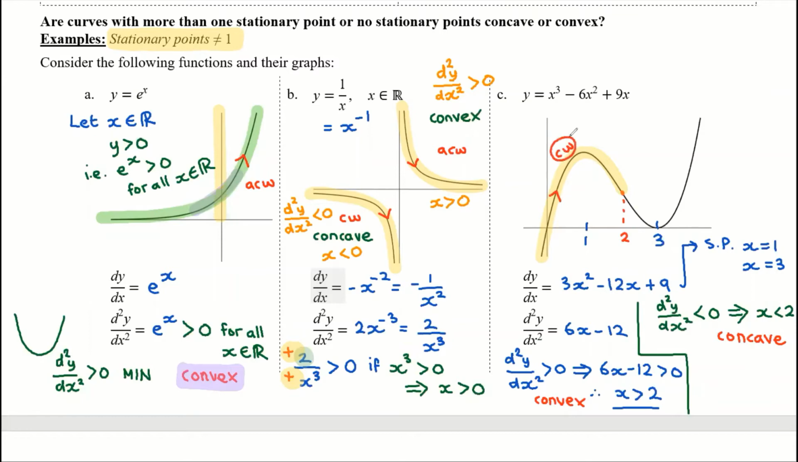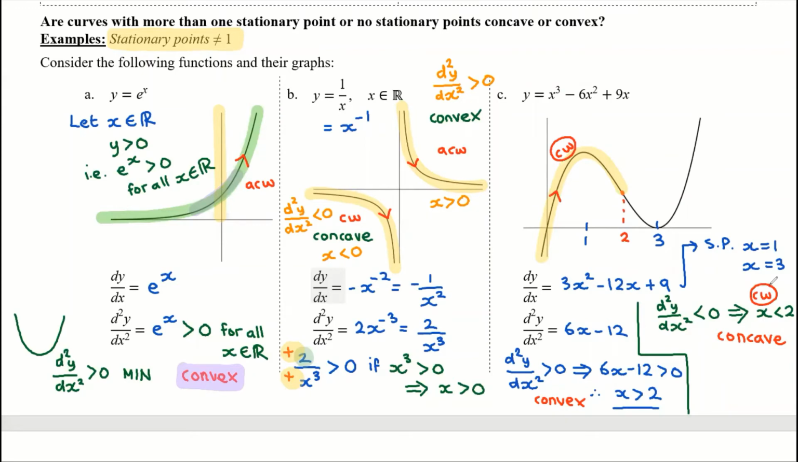Okay, up to where x is equal to 2. Now, if I'm traveling clockwise, obviously we've established what happens. This means it's concave. All right, this is the concave bit here. So this is when x is strictly less than 2. I'm going clockwise and it's a concave curve.